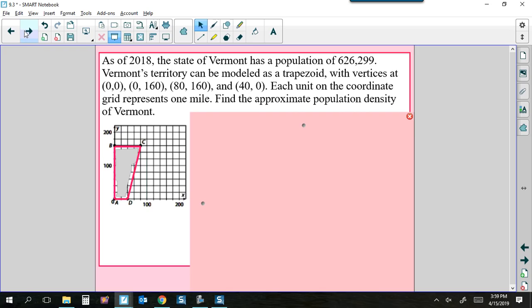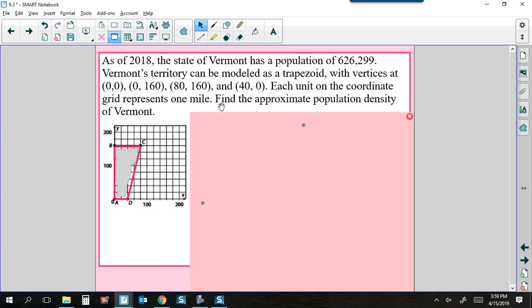All right, the next problem, we are talking about the state of Vermont. Currently, in the state of Vermont, there are 626,299 people living there. Vermont's territory can be modeled by a trapezoid. You can see in the picture here, the shaded gray figure, it's not a perfect trapezoid, but by outlining it in these pink segments you're basically forming a quadrilateral where the top and bottom are parallel to each other. That makes a trapezoid. Each unit on the coordinate grid represents 1 mile.